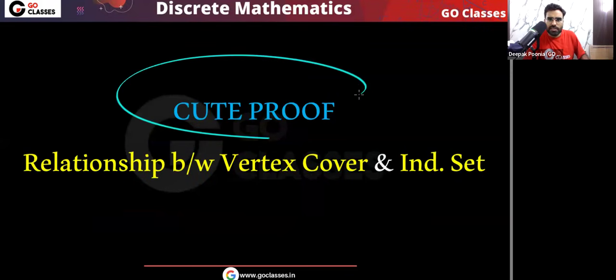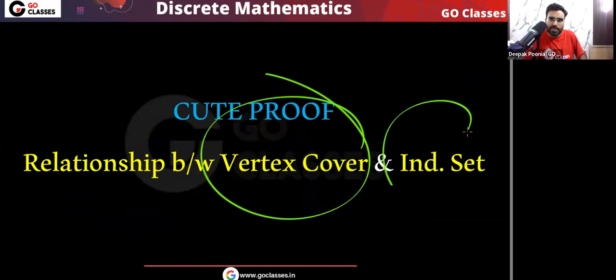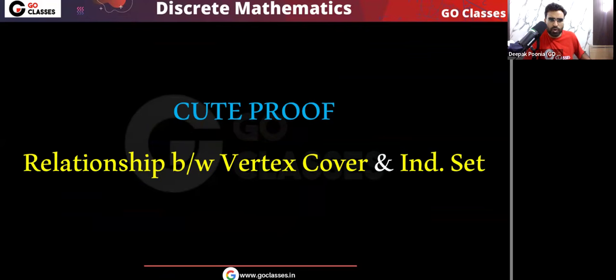So there is a cute proof. Whatever we have seen, basically the relationship between vertex cover and independent set, there is a cute proof for that. Let's quickly see this cute proof.